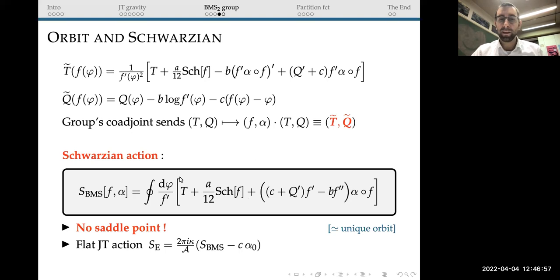First, you can see that this expression is very, very close to the Euclidean action of flat JT. In fact, it differs from that action just by the zero mode C times alpha naught. This is the zero mode I mentioned earlier, and it turns out to be a crucial zero mode. Because if you do not include the zero modes, if you hide this quantity and only work with the Schwarzian action of BMS, you can immediately verify that this action has no saddle points.